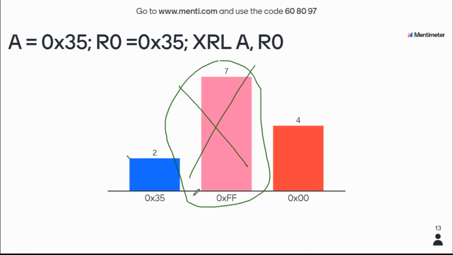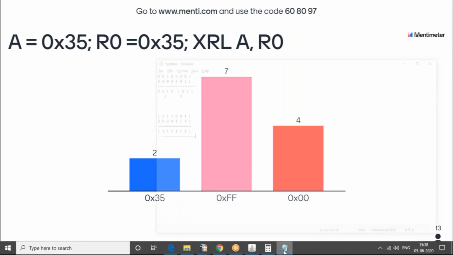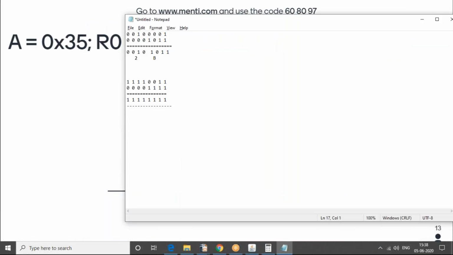This is wrong. This is wrong as well. If you XOR a number with the same number, the answer is 0. So this is the answer for that. I think again this is basic math, so we will spend some time to look at why this is happening.